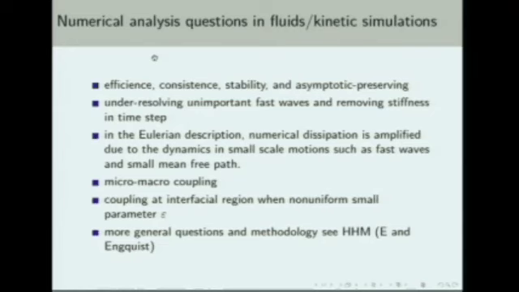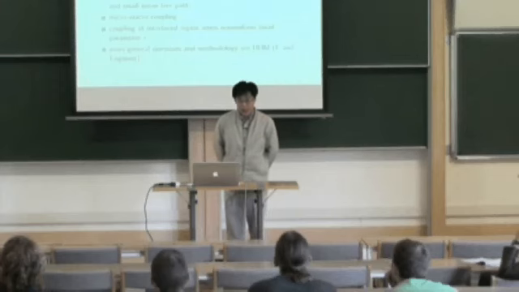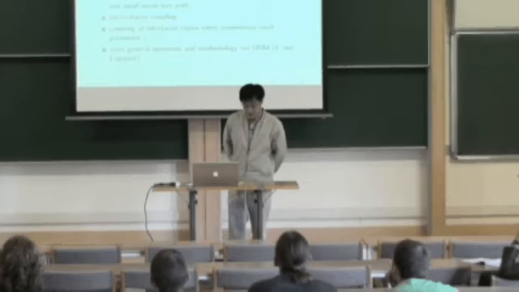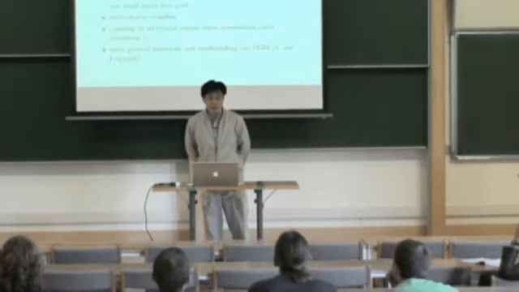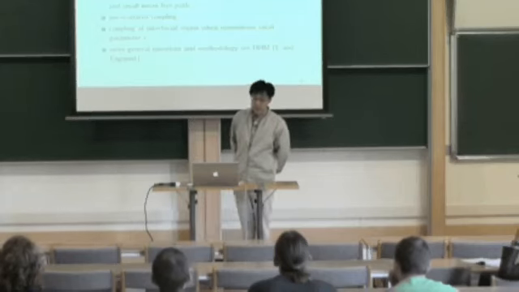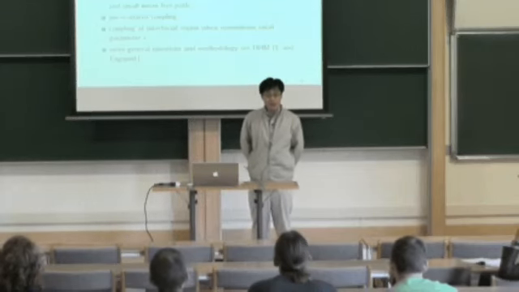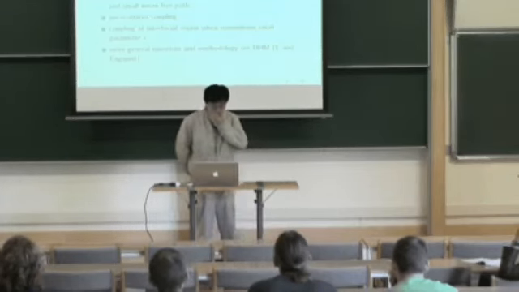For the general methodology of multiscale questions, which has a lot of discussion, I refer you to the great work on HMM by Weinan E and Engquist. Today I will mostly emphasize some simple numerical questions arising on these issues: basically efficiency, consistency, stability, and more importantly what asymptotic preserving means. And there are some small numerical tricks which can be useful.